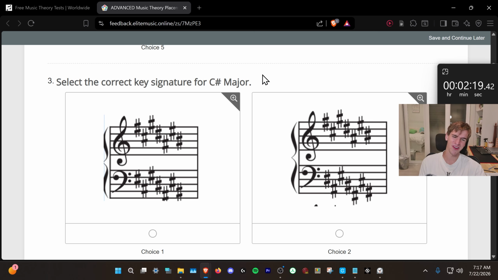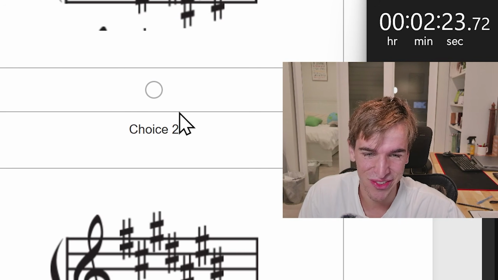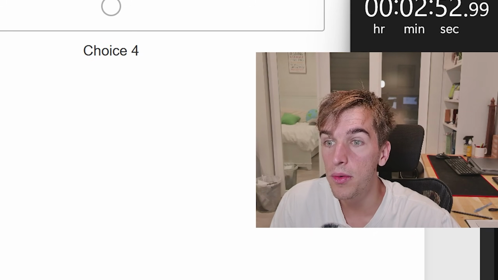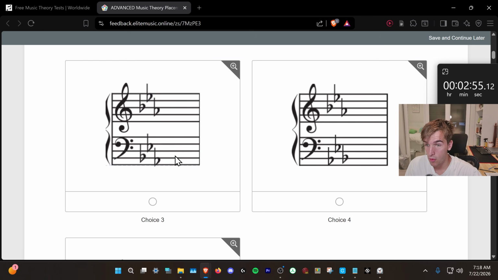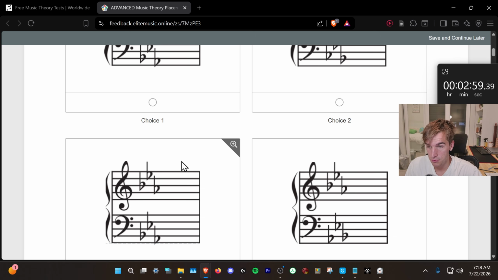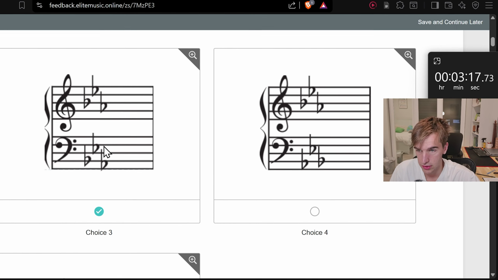Oh my gosh. Yo, bro, what is this? I have to memorize the order of the sharps. Nah, screw this. Oh, wait, I remember how you do it. It has to be in order of the circle of fifths. Okay. So the first flat is B flat. Oh, so it can't be this one. It has to be the same order. B, E, A. Yes, I'm pretty sure that's how it is. That's how it should be logically. So that's what I'm going to put.